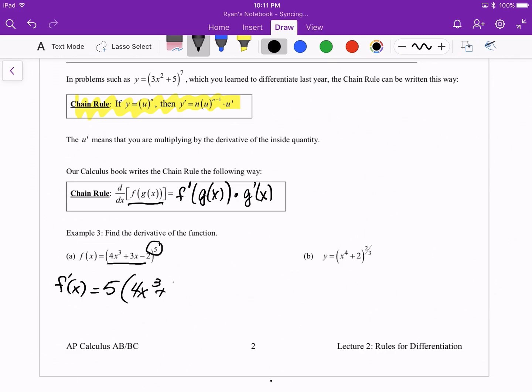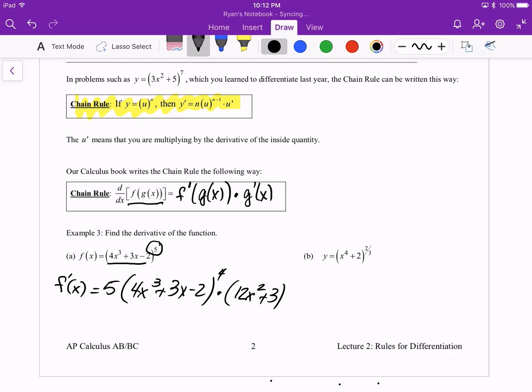So (4x^3 + 3x - 2)^4, and then times the derivative of the inside, making sure that I put it in parentheses. So the derivative of the inside using the power rule is going to be 12x^2 + 3. Okay, and that's perfectly fine as your final answer.